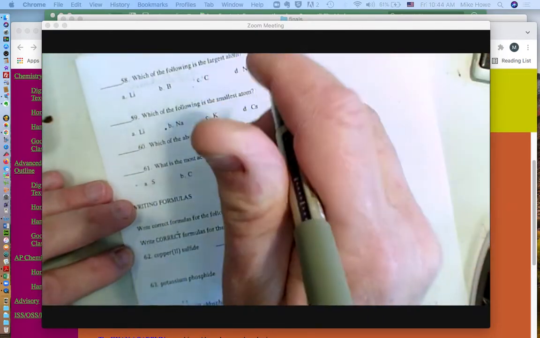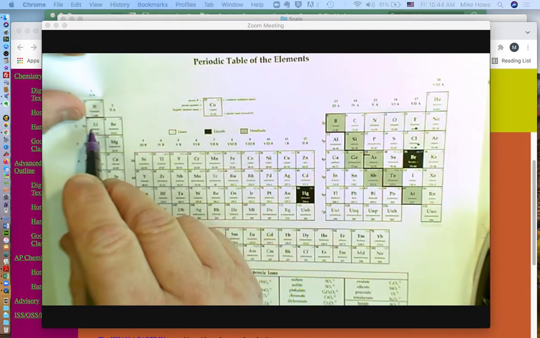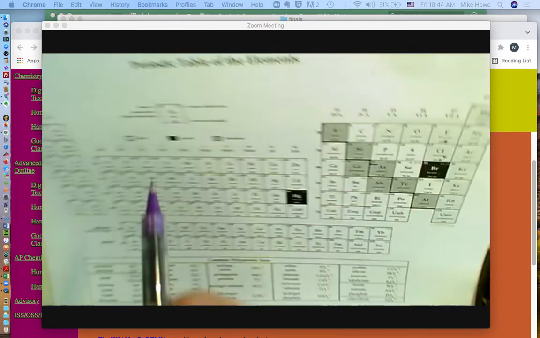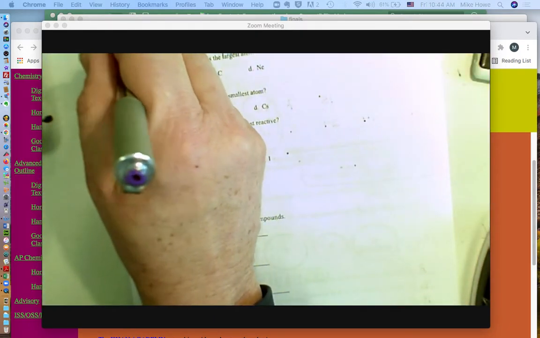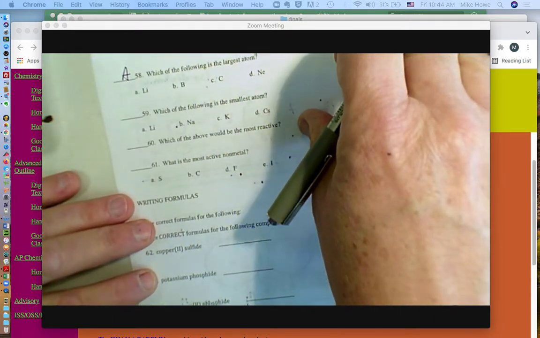Which one's the largest atom? Here, you got lithium, boron, carbon, and neon. Here's where they are. Here's lithium, here's boron, carbon, and neon. So the biggest one's the one furthest to the left. That'd be lithium. These are general trends you ought to be writing on your little cheat sheet.